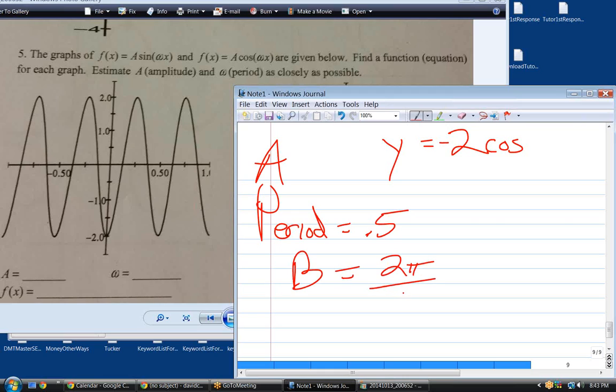2 pi over 0.5 equals? -2 cosine 2 pi over 0.5. Well, simplify that. That's 4 pi. Oh, yeah. Okay, so it's cosine of 4 pi x.